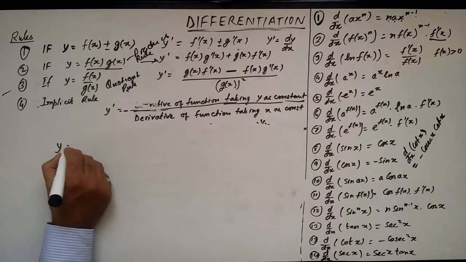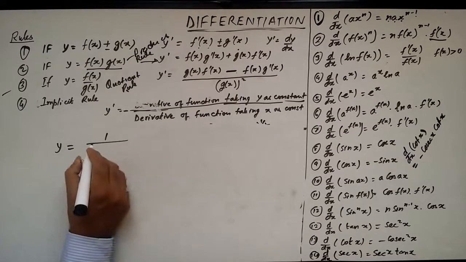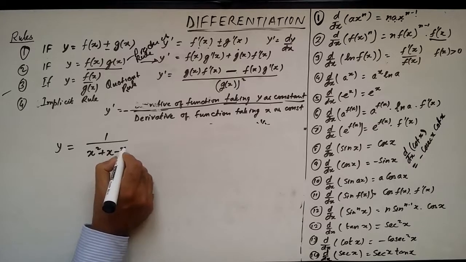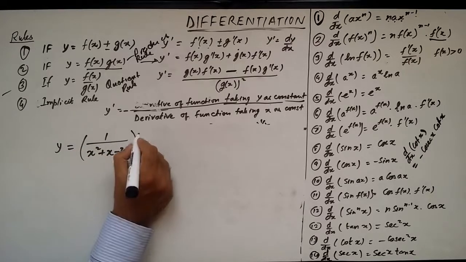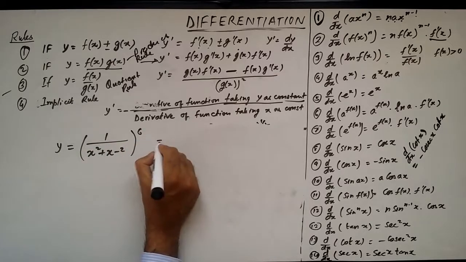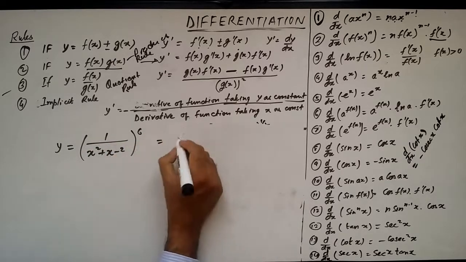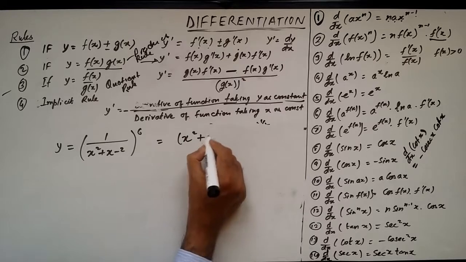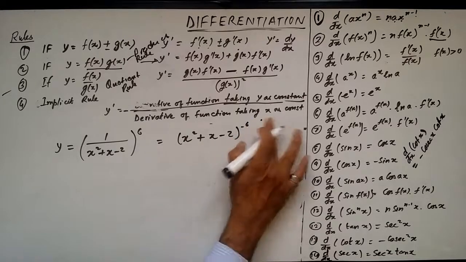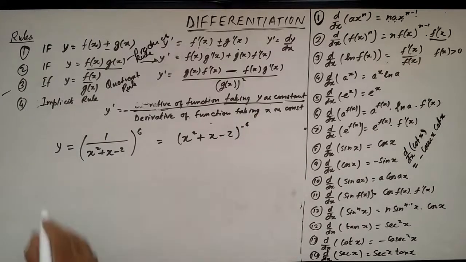Now let's see this one. y is equal to 1 upon (x squared plus x minus 2) to the power 6. Since 1 to the power 6 is 1, if we take this to the numerator, it will be (x squared plus x minus 2) to the power minus 6.